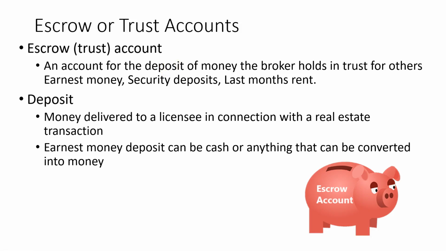We now go on to a very important segment of this chapter, and this is about escrow or trust accounts. An escrow or trust account is an account for the deposit of money the broker holds in trust for others, such as earnest money, security deposits, first or last month's rent. A deposit is money delivered to a licensee in connection with a real estate transaction. An earnest money deposit can be cash or anything that could be converted into money, such as stocks and bonds.